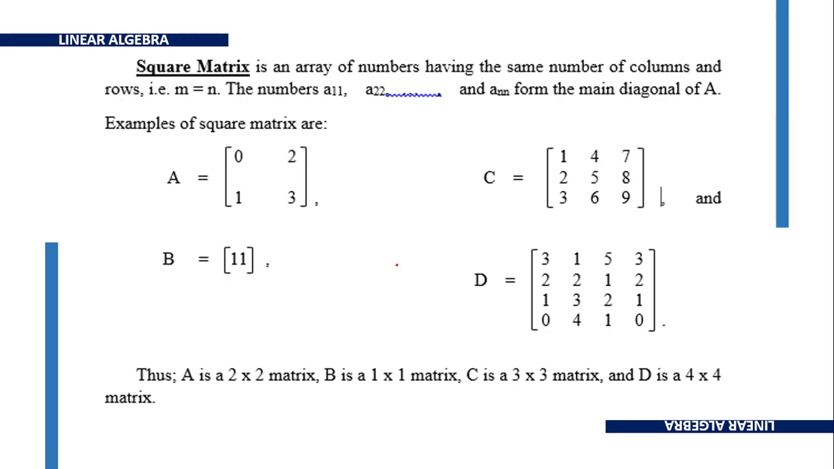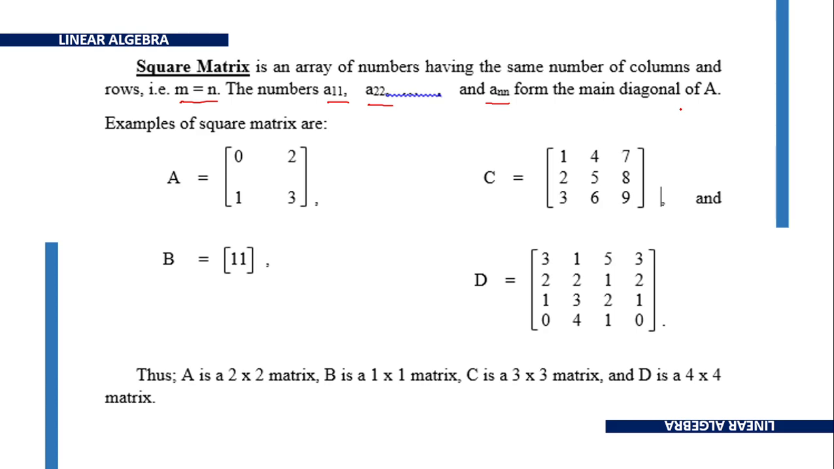Next, we have the square matrix. Okay? Square matrix is an array of numbers having the same number of columns and rows, that is m is equal to n. The numbers A11, A22 up to Ann form the diagonal, or form the main diagonal.